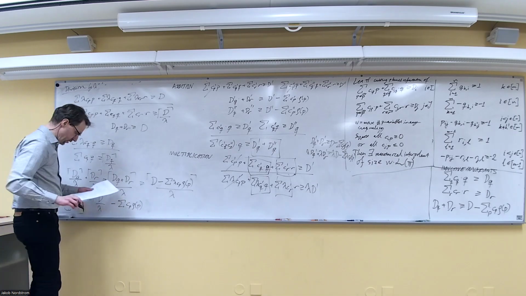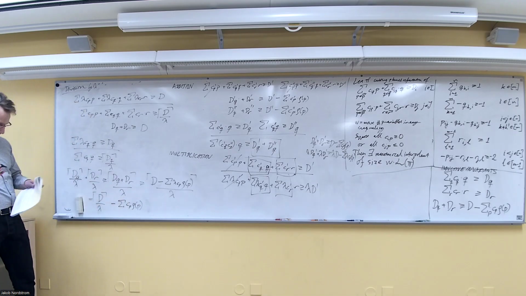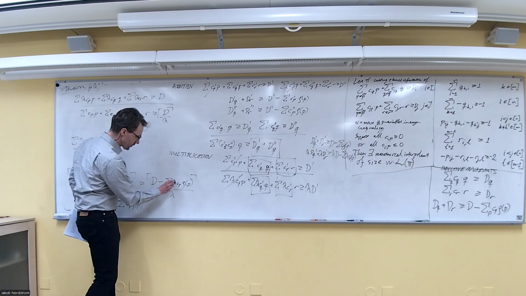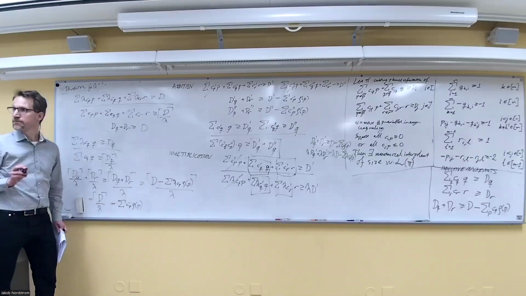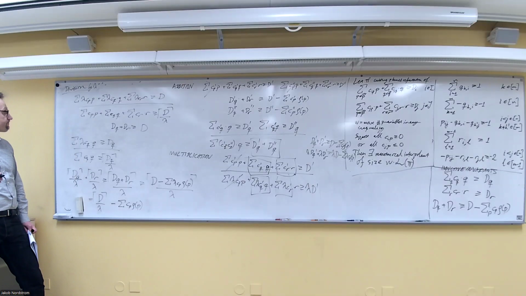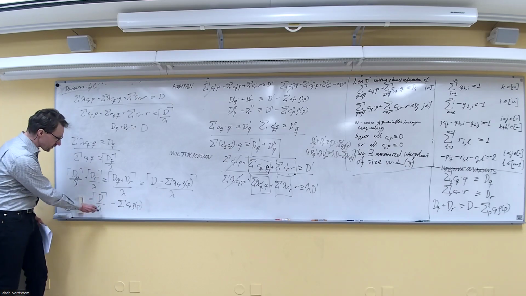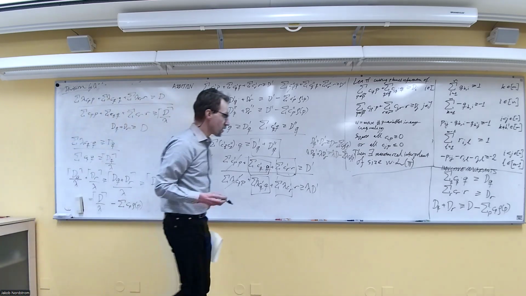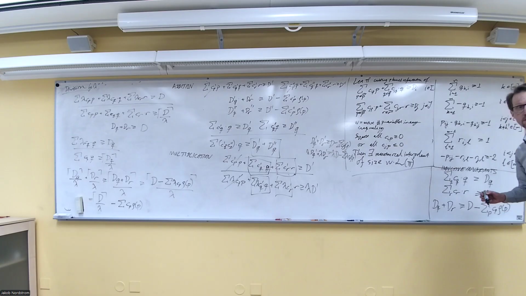Which is exactly what we want. Except there is apparently a typo in my note because I forgot this lambda there, but I'm adding it now. And this is again, so this is the new d, and this is clearly this one.